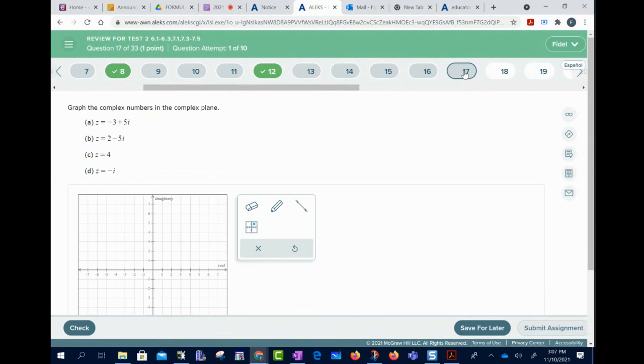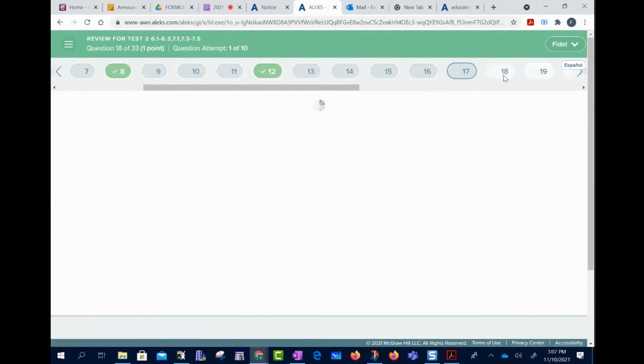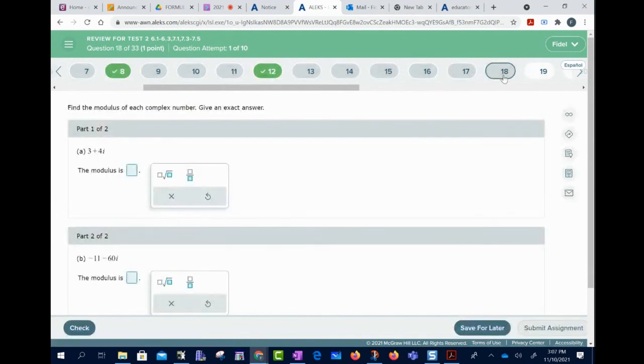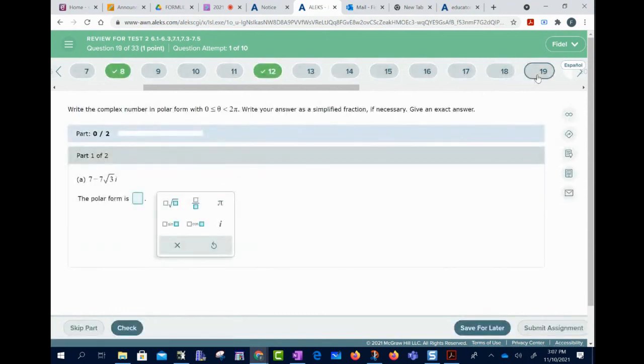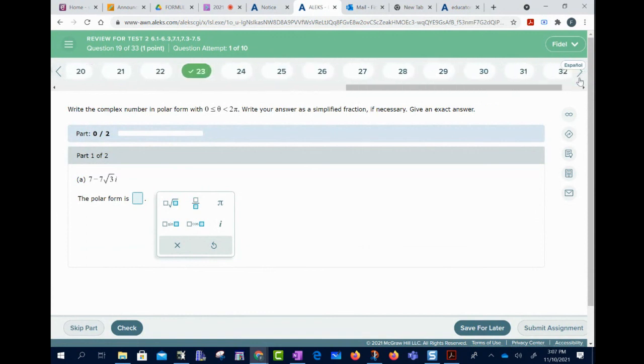How to plot complex numbers, imaginary plane. Pretty straightforward. Do the modulus. We know how to find the modulus, right? Just the square root of a squared plus b squared. Any questions, y'all? I can just keep scrolling through, but if there's something you had, I definitely want you to let me know.